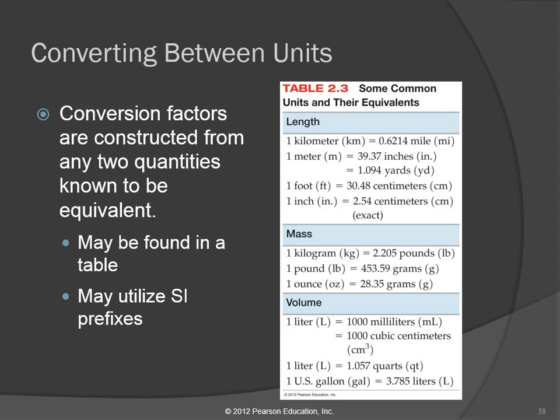So how do we make those conversion factors? We make conversion factors from two quantities that are known to be equal. Some of these are found in tables. Here's an example, a table from your book. This tells us that 1 kilometer is equal to 0.6214 miles. 1 inch is equal to 2.54 centimeters. 1 liter is equal to 1.057 quarts. Those are equivalence statements, and we can use those to create our conversion factors. Other conversion factors arise just from the use of those metric prefixes that we talked about.